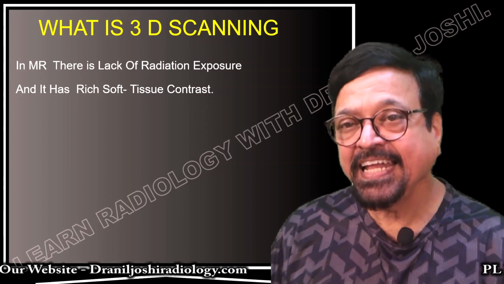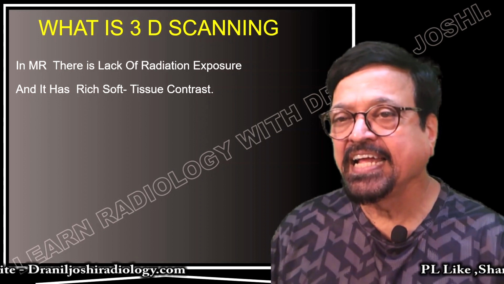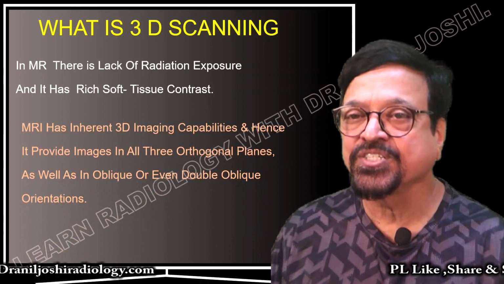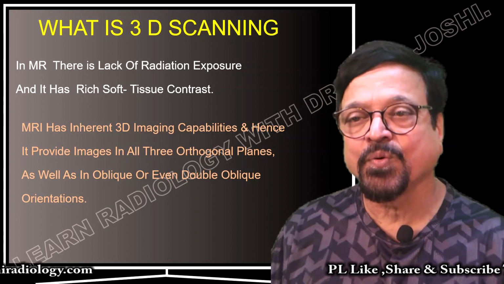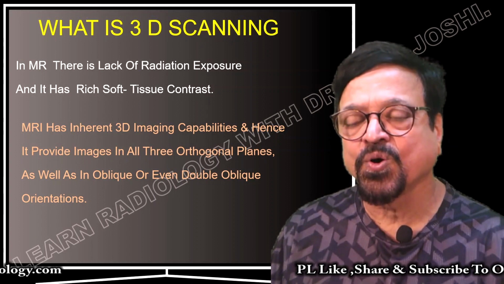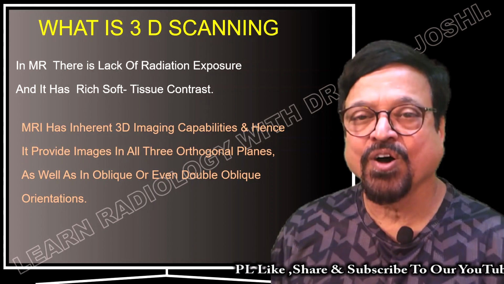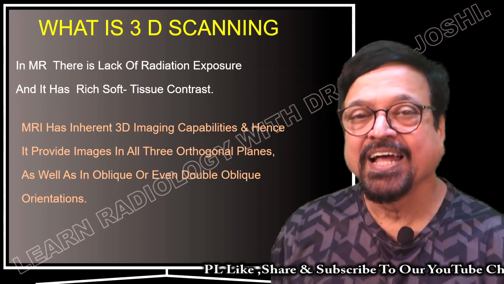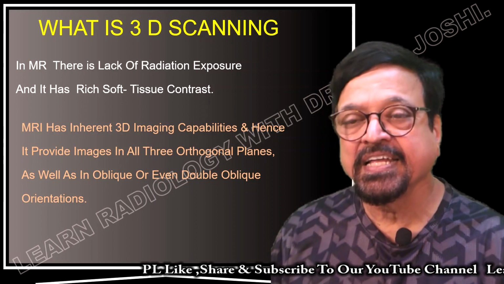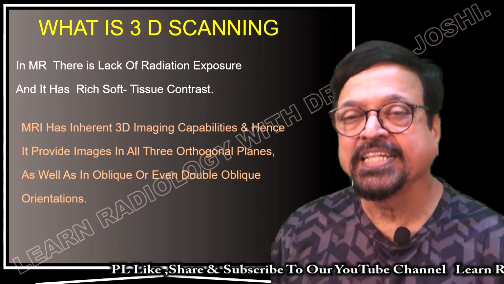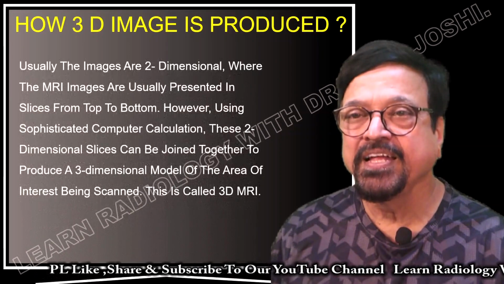Now, what is 3D scanning? In MRI, there is a lack of radiation exposure and it has rich soft tissue contrast. MRI has inherent 3D imaging capabilities and hence it provides images in all three orthogonal planes, that is, identifiable existence of three-dimensional images on the monitor, as well as oblique or even double oblique orientation is possible because of this characteristic. Now, let us know how it is made possible.